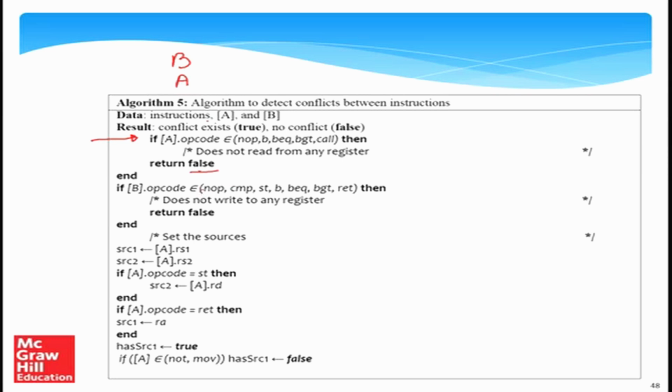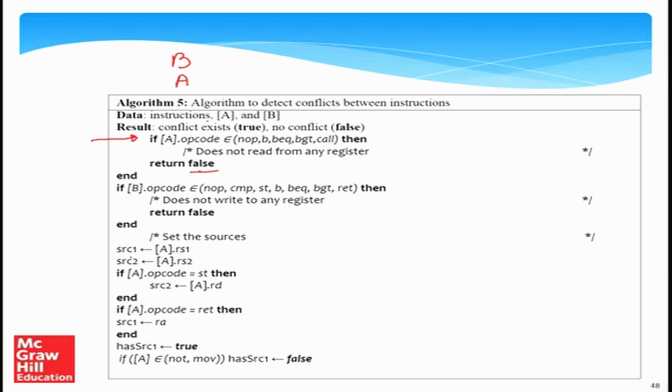Similarly, if B's opcode is in this set, a nop, a compare, a store, branch, beq, bgt, and ret, this means that it does not write to any register. So no register is being written to. As a result, again, a read after write conflict cannot happen, so we return false. If that is not the case, in theory, a read after write conflict can happen. So we need to take a look at the source registers and the destination registers.